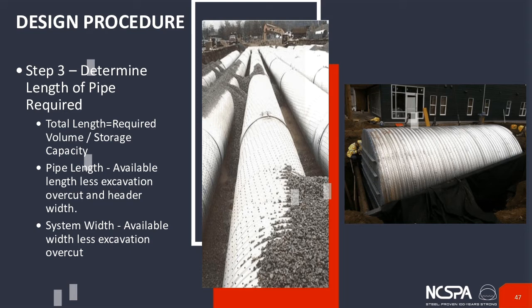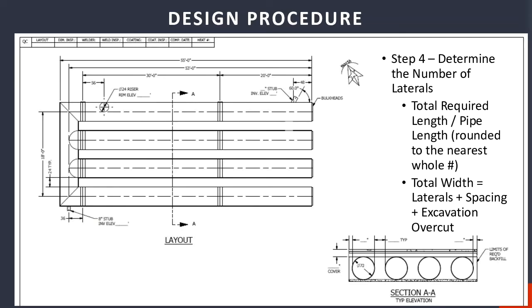So once you have that, you really have to look at how much length and how much width you have. And your pipe length is going to be basically the total length that you have minus your overcut minus your header width. And then your system width is going to be your total width minus your overcut. And then from there, you really just have to start playing with the system to see how many you can get in there. And so the number of laterals is really just, you take your available length and divide that into your total length, and that's how many laterals you're going to have. Obviously, you want to make sure that that will fit into your available width.